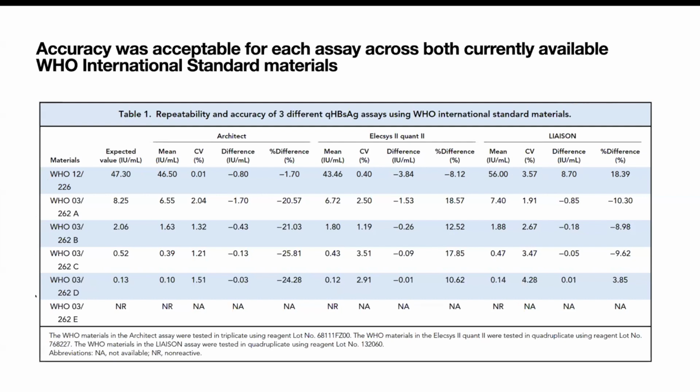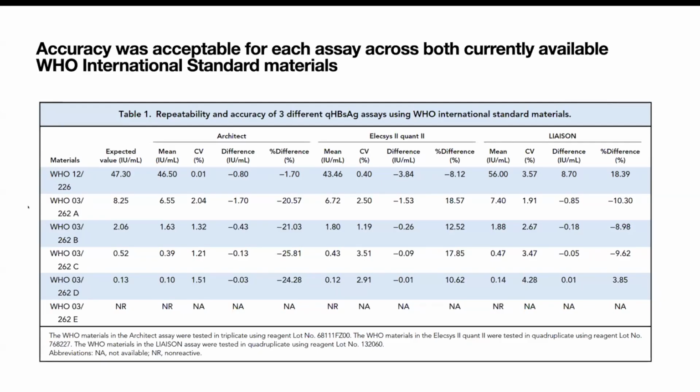And then there's another panel that is the second international standard that's diluted, and this is usually used for determining aspects of limits of quant. And we had pretty good agreement with the second international standard, which is what the Liaison is calibrated to. So that was good out of the gates. These assays work relatively well from this accuracy standpoint.